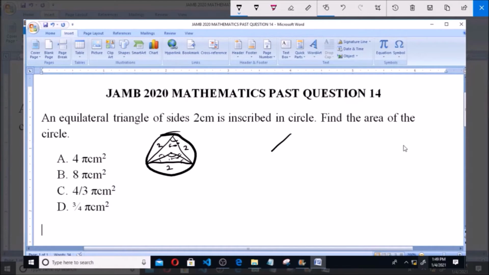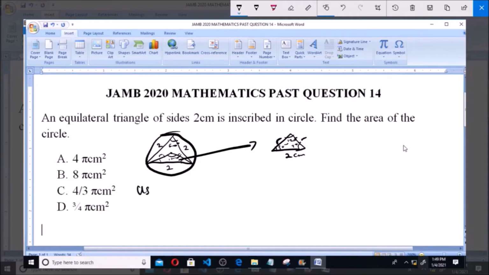Let me bring it out. There's a small triangle there that I just brought out. So this is the triangle here. Here is 120 degrees, so definitely here will be 30 degrees, and here also will be 30 degrees. Meanwhile, here is 2 cm. And remember, here represents the radius of the circle. So we have to find the radius of the circle.